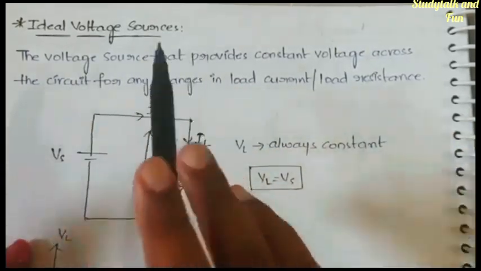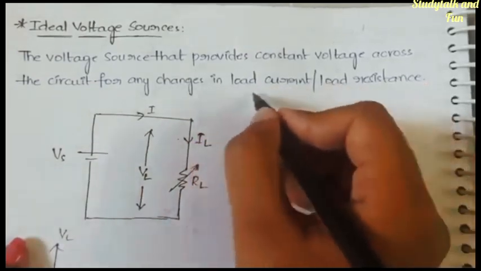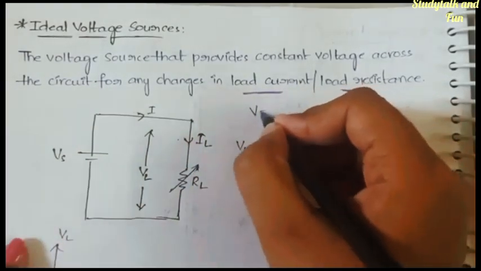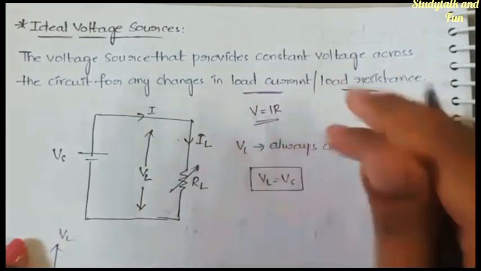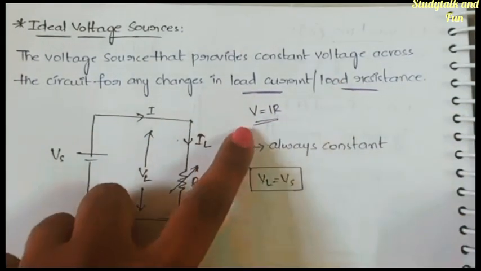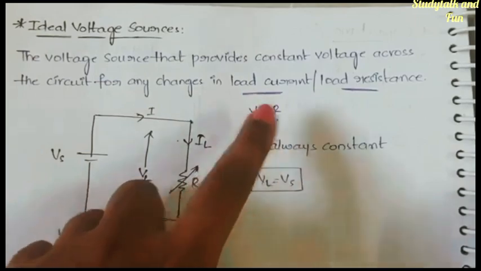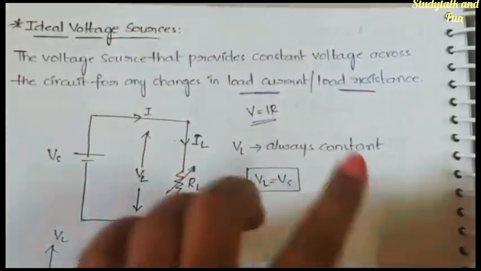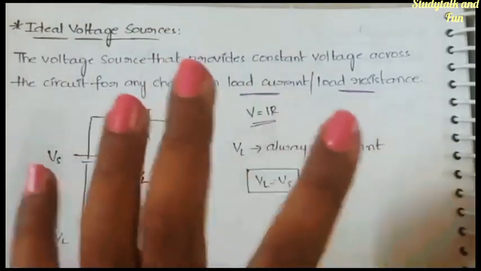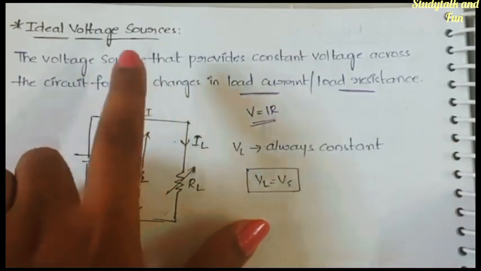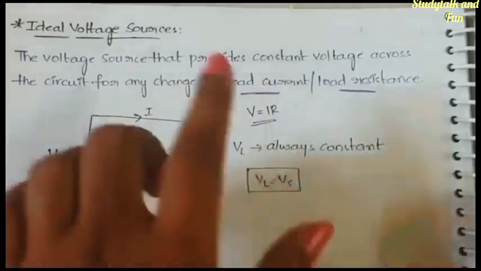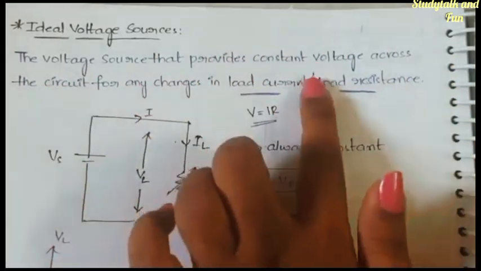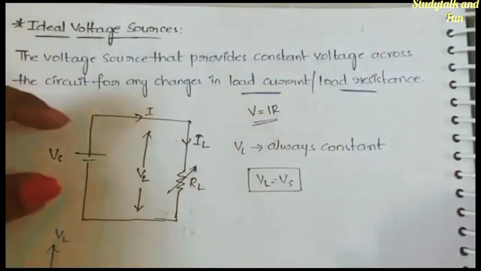See, simple. If you are making any changes in the load current or in the load resistance, we have the formula V is equal to IR, right? So what does it mean? Voltage, or potential difference, is equal to current into resistance. If you multiply current into resistance, you will get the V. So here the voltage source, that is V, is equal to IR, right? It provides constant voltage across the circuit for any changes in the load current or load resistance. This is the source voltage.